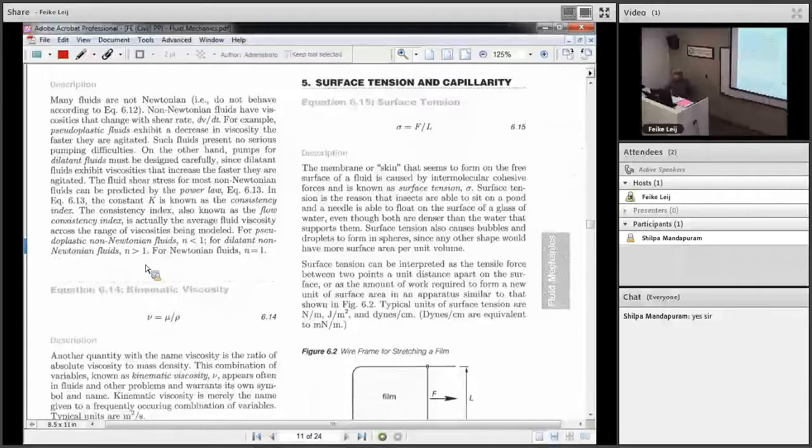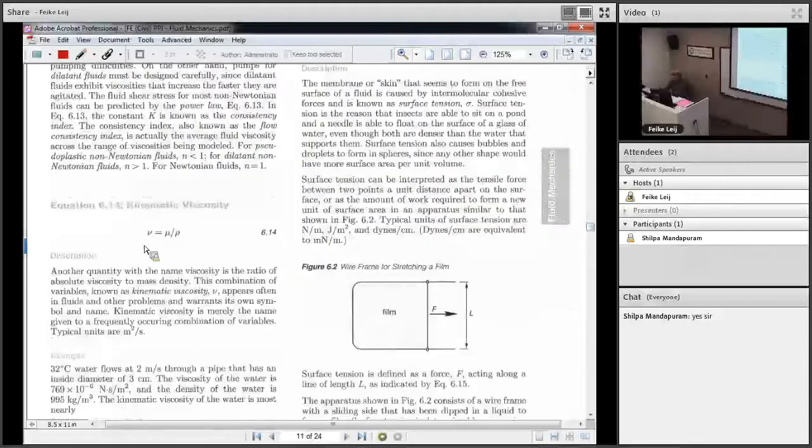If this power is less than 1, we have a pseudoplastic fluid. If it's greater than 1, we have a dilatant fluid. I wouldn't expect too many questions about this though.